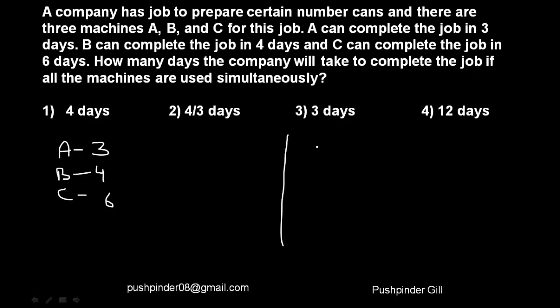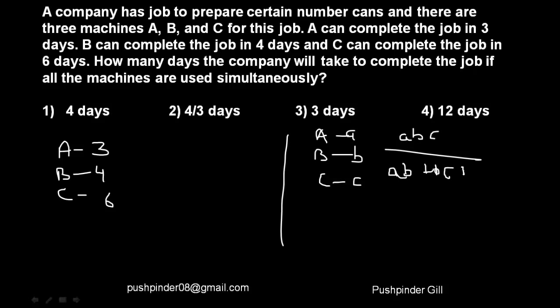The first way is using that formula. If A takes A days to finish the job, B takes B days to finish the job, and C takes C days to finish the job, that means they are going to take this many days to finish the job. Either you apply this formula, or if you're too bothered with the calculation, just assume the work to be of some units. Let me assume the work to be of 12 units. Now the work is equal to 12 units.